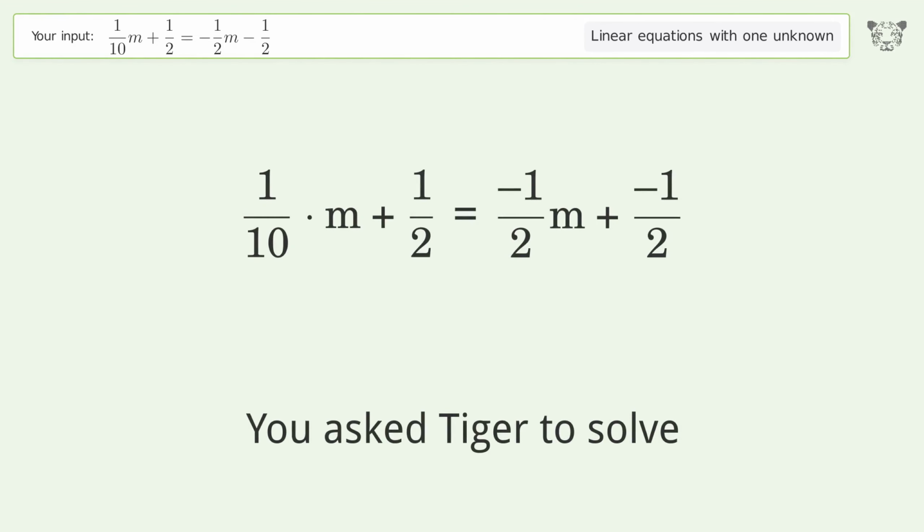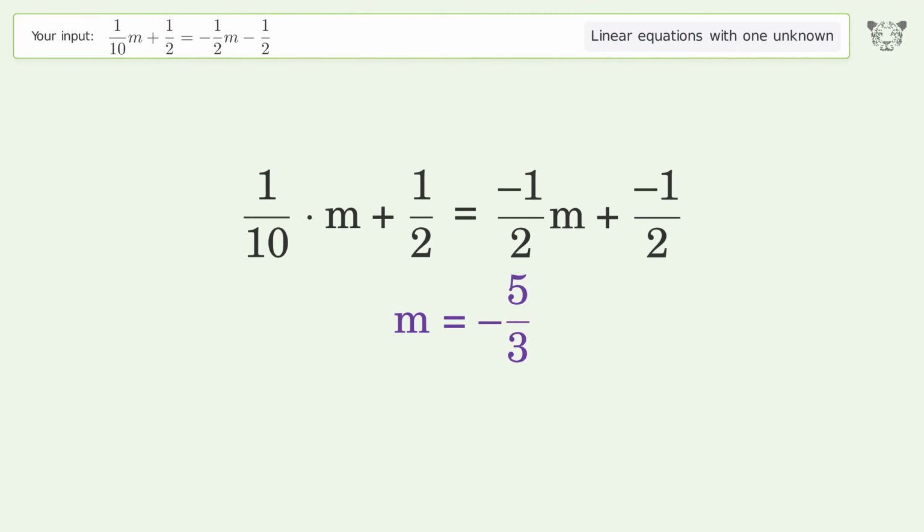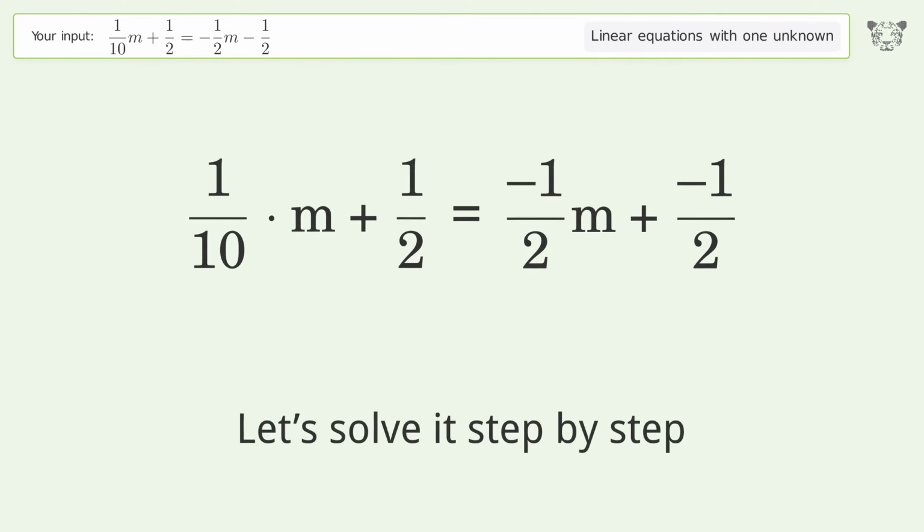You ask Tiger to solve. This deals with linear equations with one unknown. The final result is m equals -5/3. Let's solve it step by step.